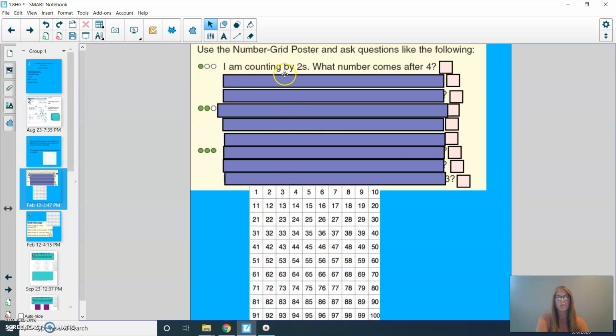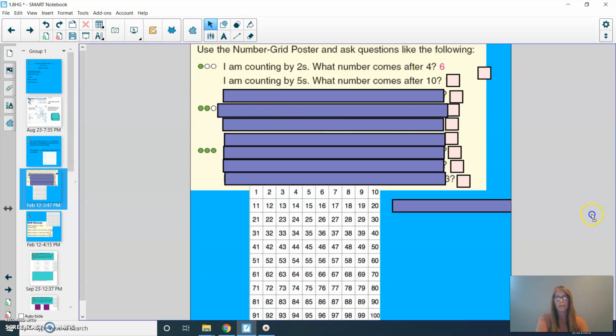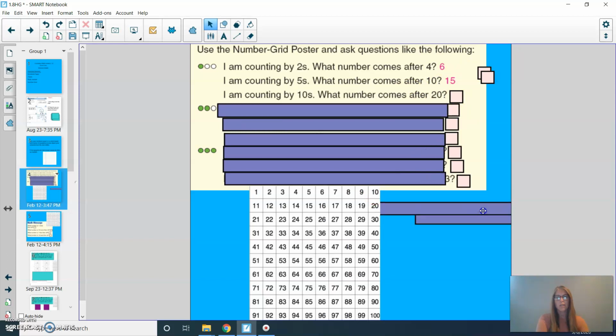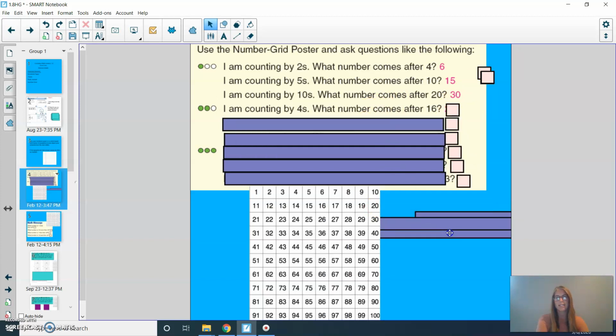Let's say I'm counting by 2s. What number comes after 4? You should have written down 6. Well, what if I'm counting by 5s? What number would come after 10? I'm at 10, counting by 5s. My next number would be 15. What if I'm counting by 10s? What number comes after 20? You should say 30. And again, if I'm going too fast, please pause.